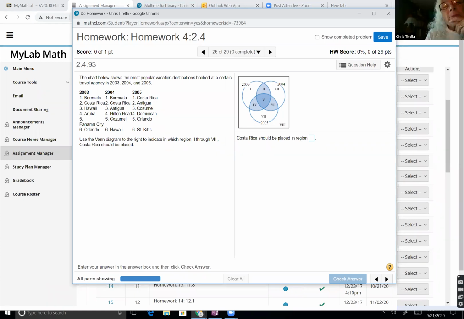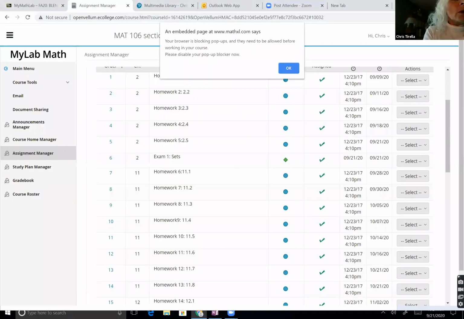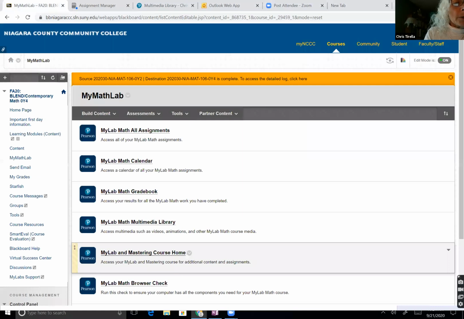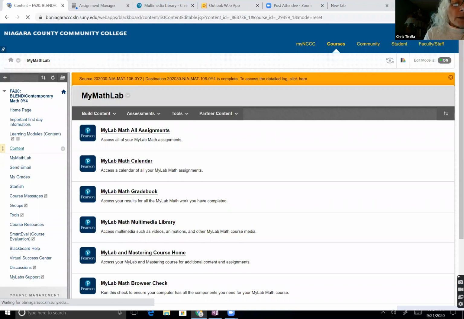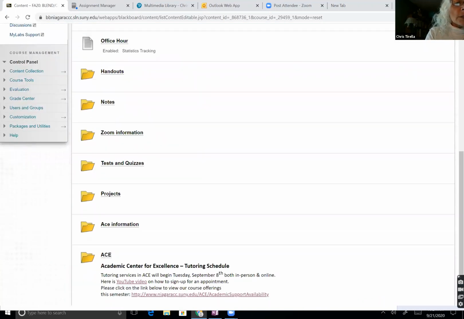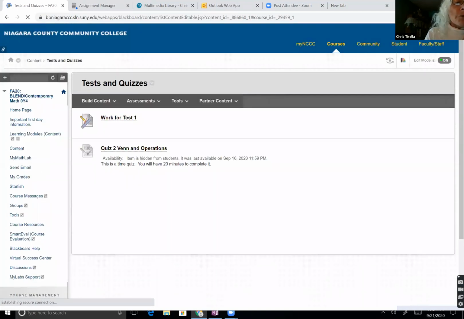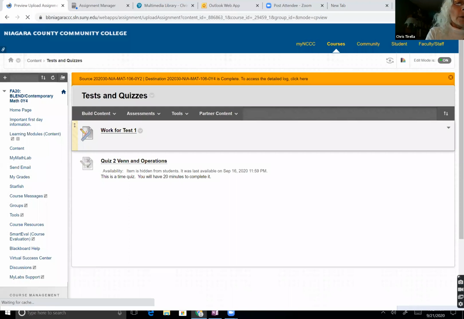Anything else from the homework? If not, let's get back to where you're going to submit your work. You're going to go into Blackboard. In Blackboard, you're going to go into content. In content, you're going to go into tests and quizzes. In tests and quizzes, you're going to go to work for test 1.